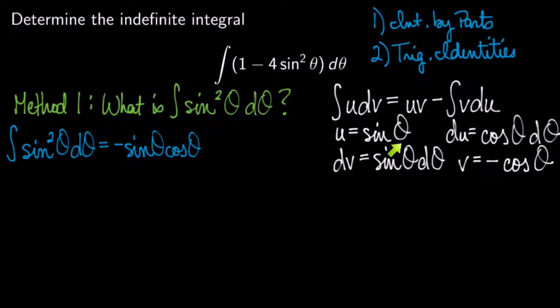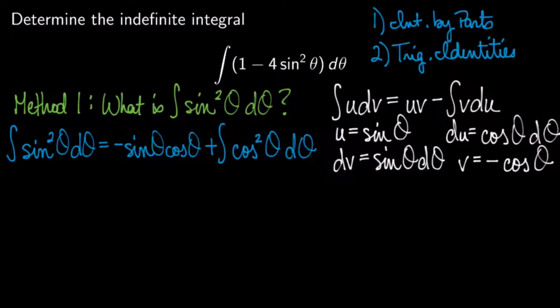I have u, sine theta, and negative cos theta is v, so I multiplied them, minus the integral of v du. And so what I have here is a negative cos theta and minus the integral of v du. So I have a minus and a negative cos theta. That's why I changed the minus sign to a plus, because the two negatives cancel. So I have negative sine theta cos theta plus the integral of cos squared theta d theta.